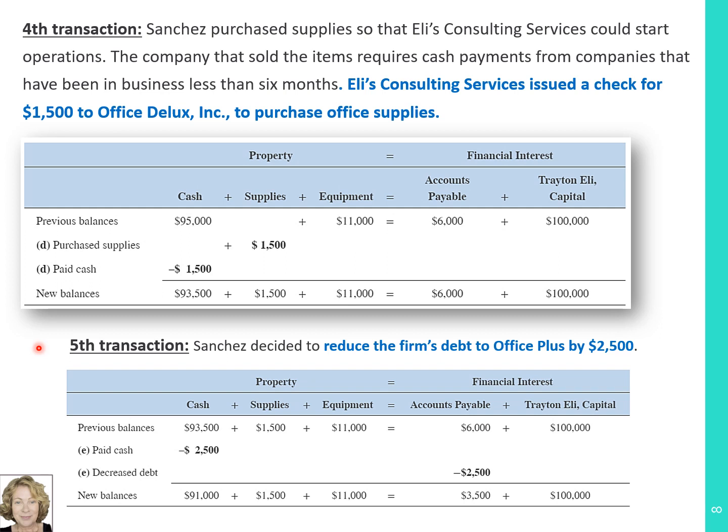The office manager Sanchez paid $2,500 to Office Plus to reduce the firm's debt. This related to our third transaction when Eli's Consulting bought computer equipment on account from Office Plus for $6,000. When we analyzed that original transaction, we increased computer equipment and we increased accounts payable. Now that Sanchez pays part of the $6,000 that Eli's Consulting owes Office Plus, we need to reduce the accounts payable account, but we also need to reduce the cash. So we deduct $2,500 from cash, and we deduct $2,500 from accounts payable.